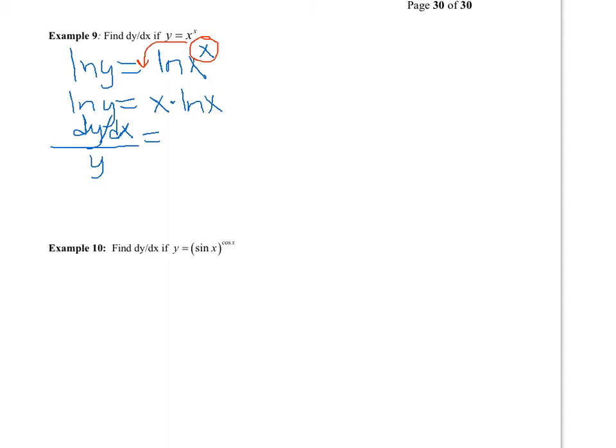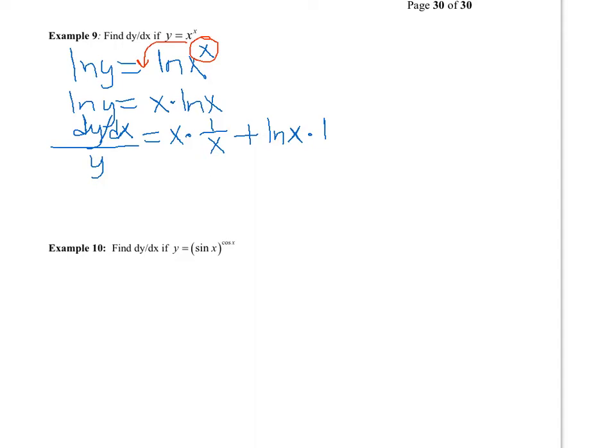on the right-hand side, we have x times the natural log of x, so you're going to have to do the product rule. Product rule says the first times the derivative of the second, and the derivative of the natural log of anything is the derivative of the argument, so that's 1, divided by the original argument, which is x. Then plus the second times the derivative of the first, and in this case, again, it's just 1.